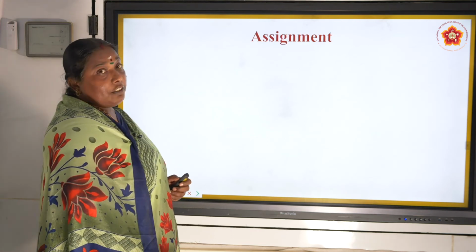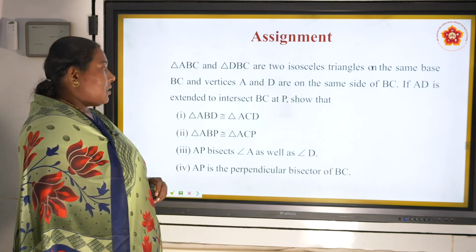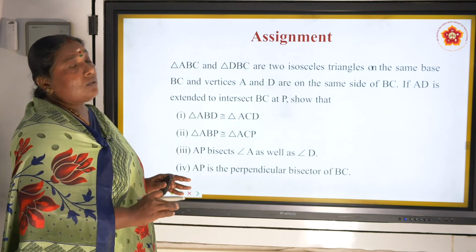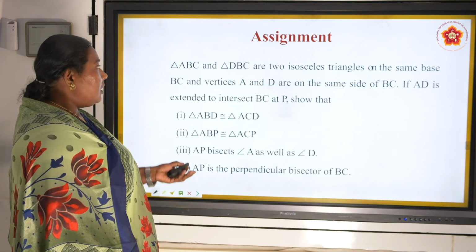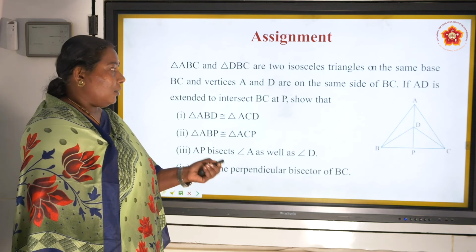So by this we finish our session and let us see the assignment. It looks very big, but really it is very easy to do. Just try it. We will see in the next session.